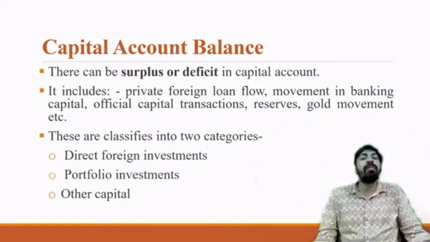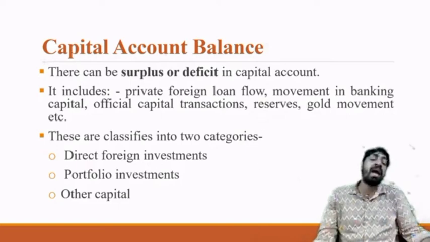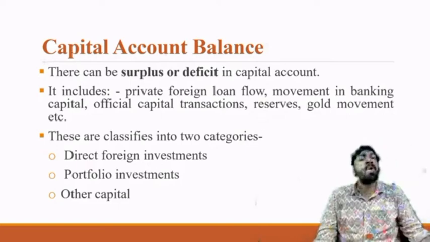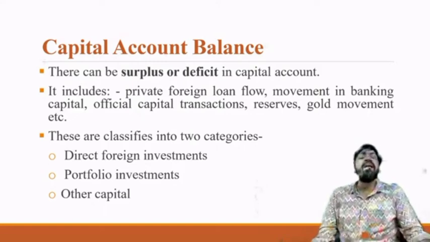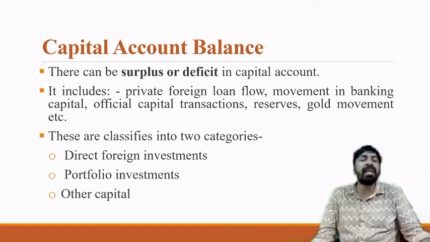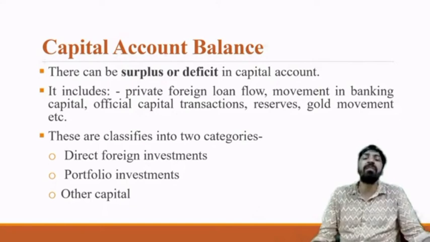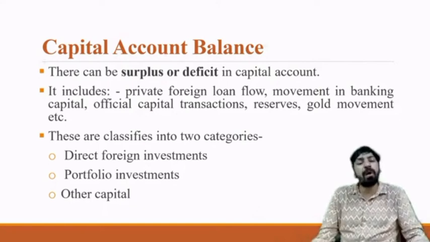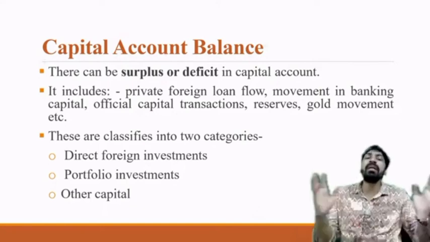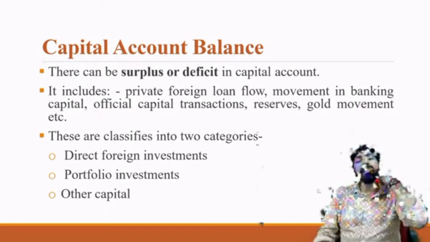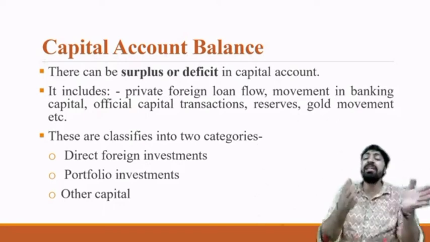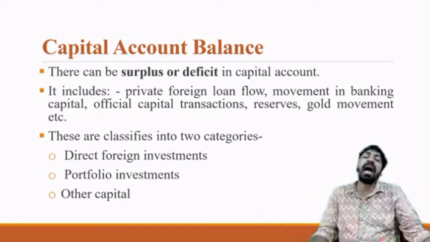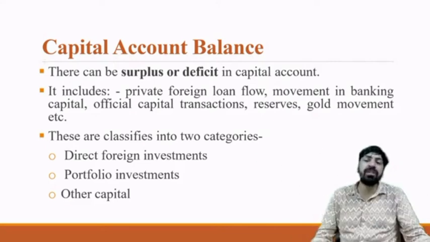Now we talk about the main items which are included in the capital account. It's private foreign loan flow, any movement in foreign banking capital, any official capital transaction, any reserves, any gold movement from one country to a foreign country, and that all comes under capital account balance. Because if we look, each and every item relates to financial transactions.